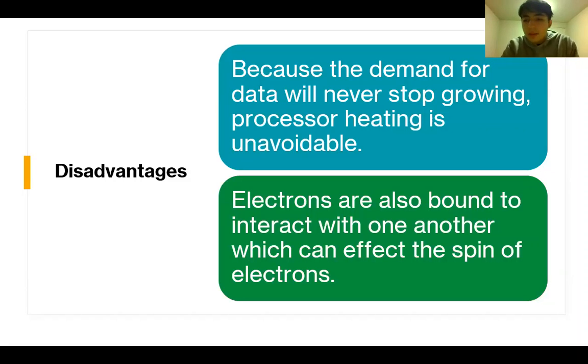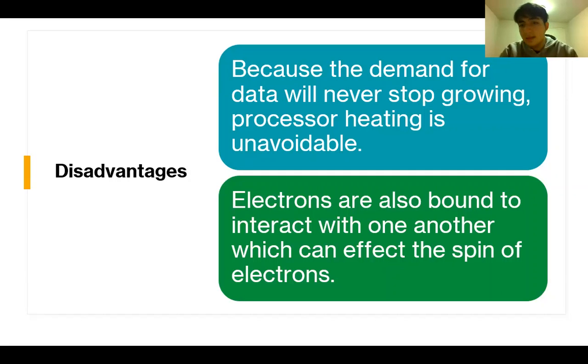However, there are a couple of disadvantages. The first one isn't so much a disadvantage as it just doesn't change the problem that we initially had, which is the heat. Because the demand for data will never stop growing, the processors heating is inevitable. It's not going to change just because we use spintronics. This is just an inevitable truth, especially if you're trying to make a supercomputer. That thing has a really large processing power and it's going to overheat. But there are different ways of getting around heating.